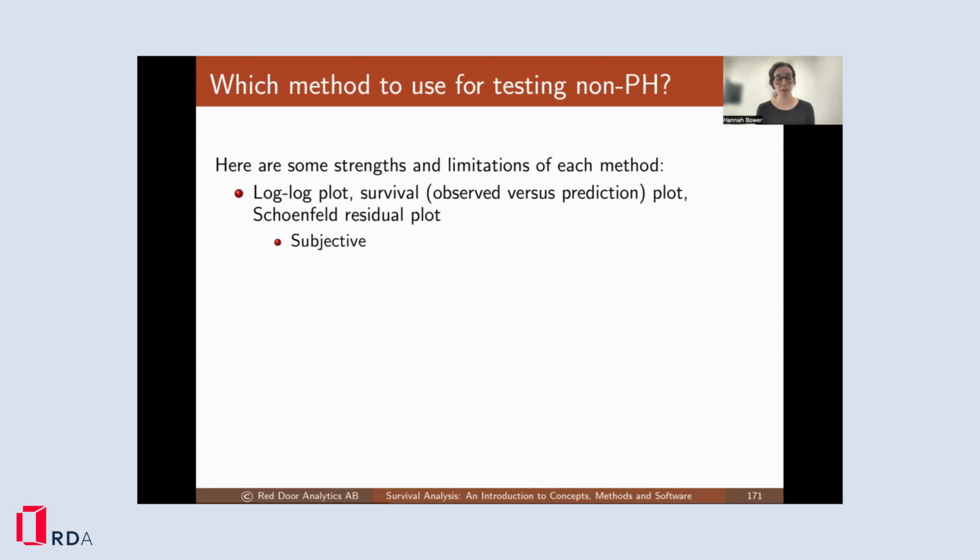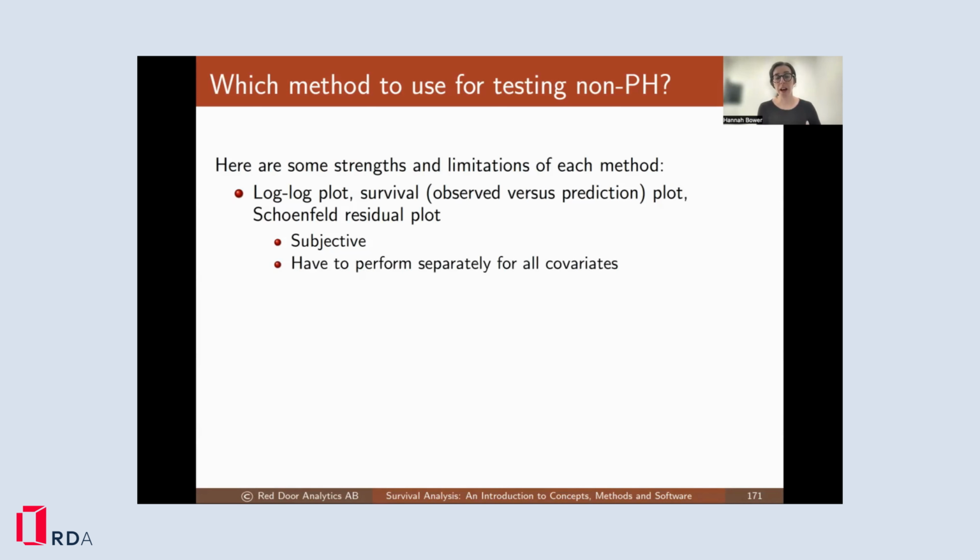I mean, of course, if there's really clear evidence of non-proportional hazards, hopefully the majority of people would draw the same conclusion. But there can be some grey areas where you may have a different opinion to someone else, and that makes it quite subjective, which I think is a limitation.